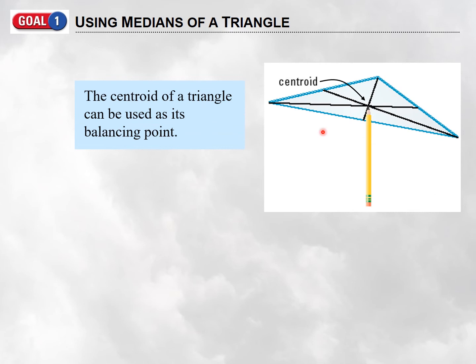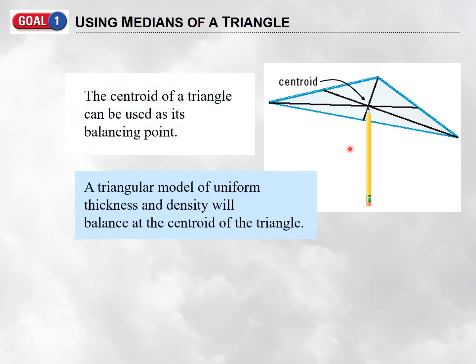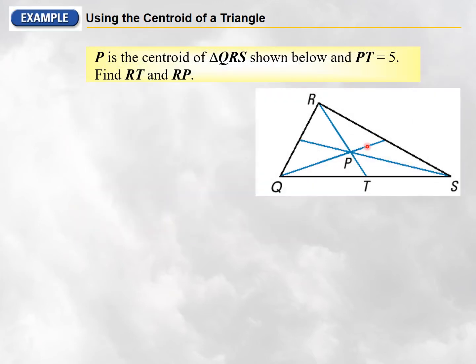The centroid of a triangle can be used as its balancing point. Look at this figure. A triangular model of uniform thickness and density will balance at the centroid of the triangle. So let's check one example.